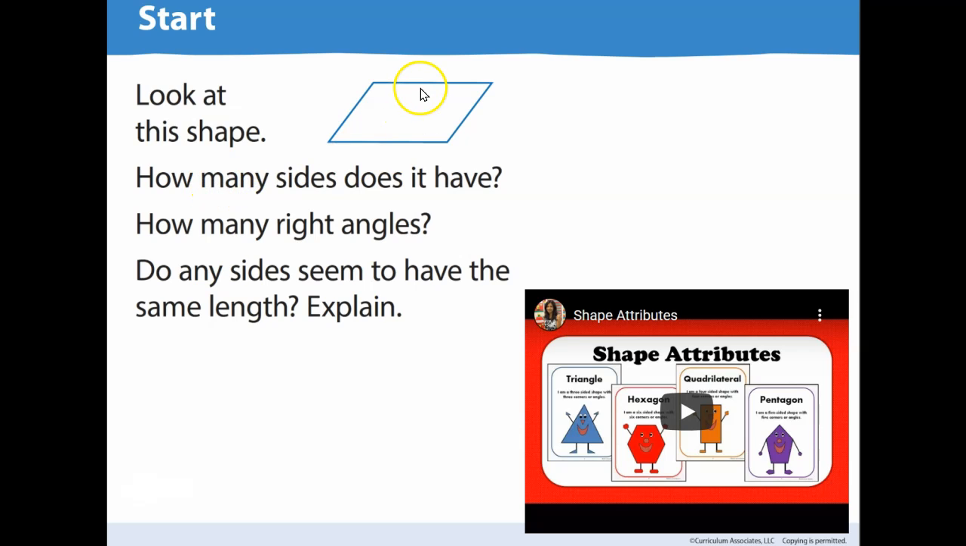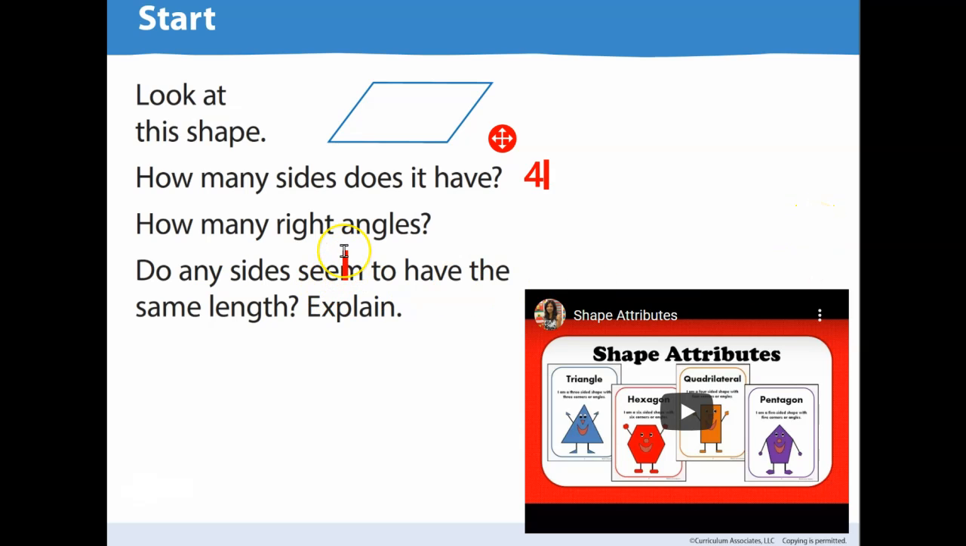So a shape can be described by how many sides it has, how many angles. By the way, angles are the corners that you see. These are angles, okay? The corners that you see in a shape, and then by the length of each side. So if I'm answering the questions, how many sides does it have? Four sides, okay?